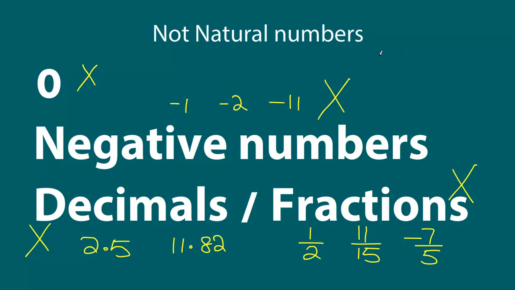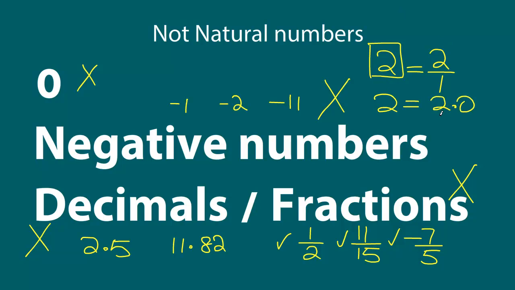Now, one may argue that, well, the number 2, for example, can be written as 2 by 1, right? But we know that any number is same as that number divided by 1. So this is not really a fraction. Even though technically you can call this a fraction, but this is not really a fraction. So by fraction, we mean fractions such as these, right? So none of the fractions are natural numbers. And similarly, you can write the number 2 as 2.0. So this is not what we mean by a decimal number. By decimal number, we are more referring to a proper decimal number like these.